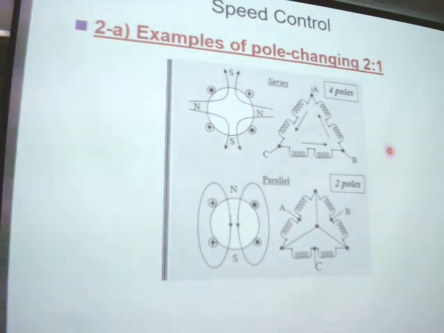Just in earlier times, people did this. But then we have the frequency converter. So we know n equals 120 f over P. So if we need to increase n, we need to decrease the number of poles. So the minimum number is 2. So if our pole number goes down, our speed goes up. So the maximum speed is for 2 poles.